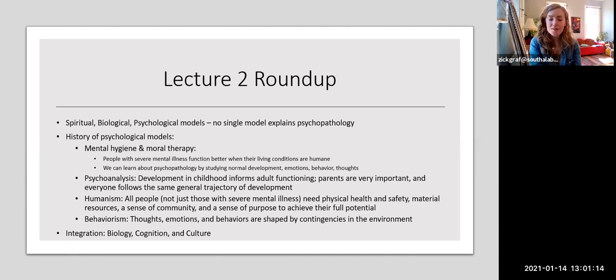And then lastly, behaviorism, it was the first scientific field of psychology, the first field to develop theories using experiments and falsifiable data. And behaviorism explains thoughts, emotions, and behavior as being shaped by contingencies in the environment. So everything we do is a learned behavior, or it's an instinct. And all of our learned behaviors are learned through pairings with instinctive behaviors or with stimuli that cause instinctive responses.